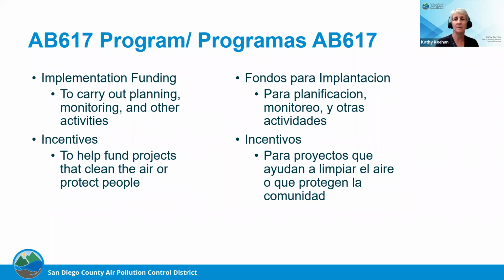So the AB 617 program has many different aspects, but for this conversation, we're going to talk about 2 main categories. AB 617 implementation funding, which is used for monitoring, planning, creating the SERP that Monique was talking about, and other activities that are associated with AB 617. And then the other aspect that we'll talk about, and that's most of my presentation today, is about incentives funding, Community Air Protection Program, or CAP funding.